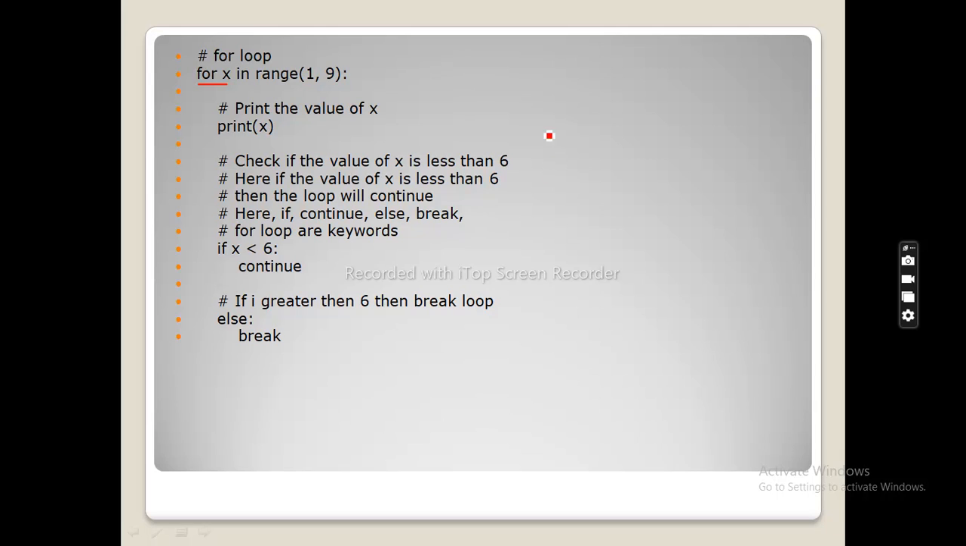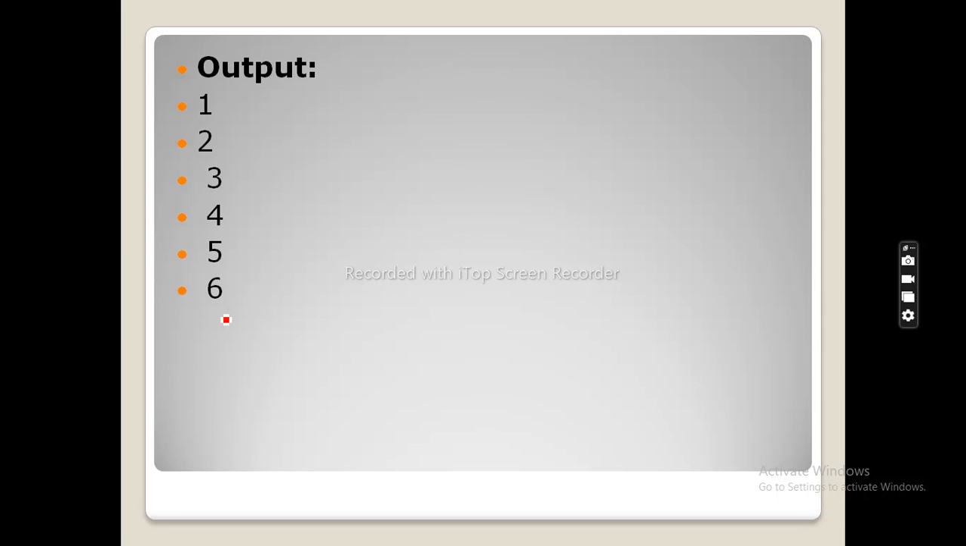Now we have given the range, and now we have a condition. If x is less than 6, then continue. If the value is less than 6, then we have to continue. If it is not less than 6, then we have to break the loop. Now what will be the output? It will go till 6 only: 1 2 3 4 5 6, because we have provided a condition that the value should be less than 6.